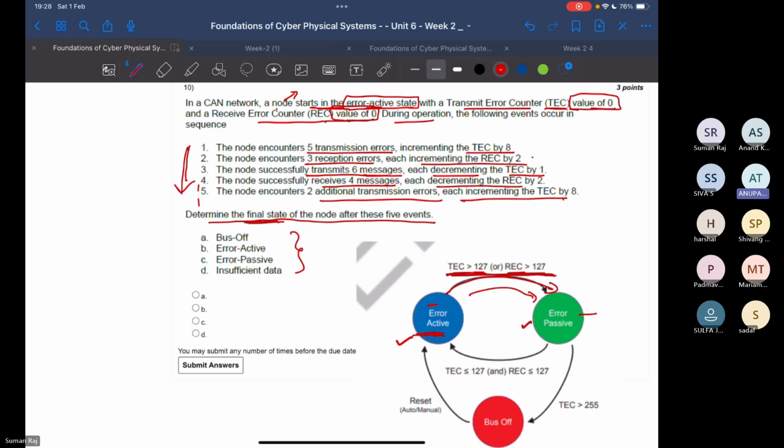Error active state. What is the TEC and REC? First we have to take from there, no? It's error active, given in the question. It is 0, both. In error active state both are zero. Yes.